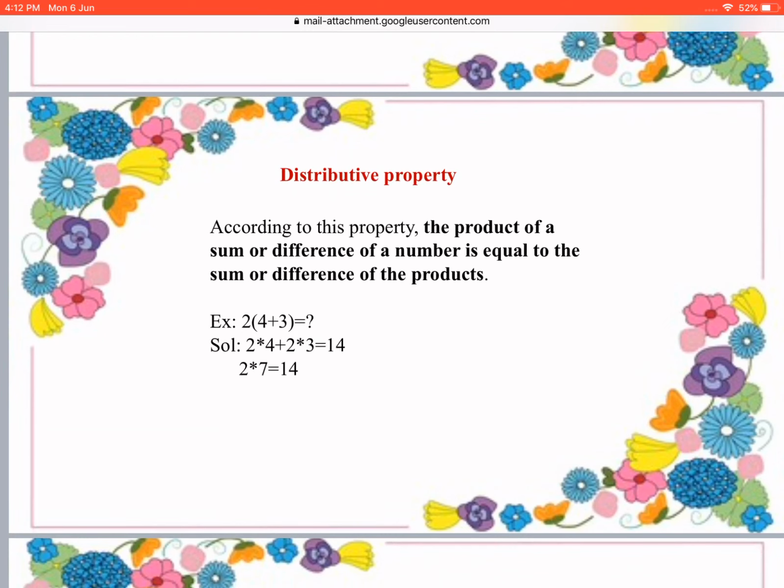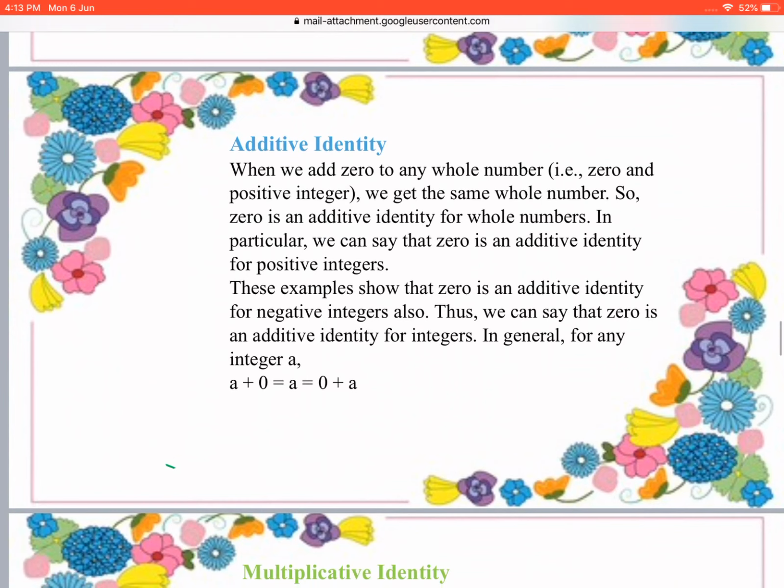Now if I talk about distributive property, it's very simple. Many of you get confused and think that it's very difficult to understand, but in simple words, the product of a sum or difference of a number is equal to the sum or difference of the products. I have an example for you, that is 2 multiplied by 4 plus 3. If you multiply 2 into 4 plus 2 into 3, or you first solve the bracket and then multiply according to BODMAS rule, you should receive the same result. The result will not be changed. This is known as distributive property.